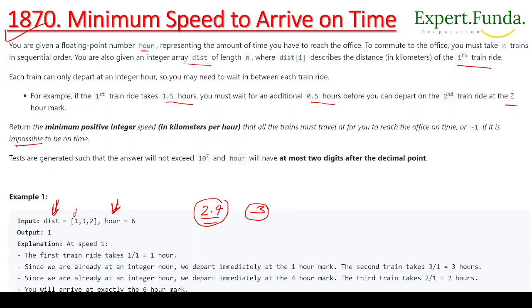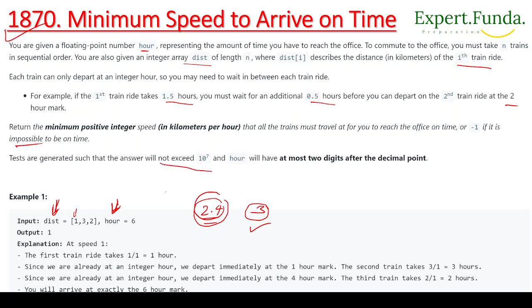So that's why it is saying that the first ride will complete at 2.4 hours, which means the next train we are going to take will start at the third hour only. Okay, one hint in the problem description is that the answer will not exceed 10 to the power 7.